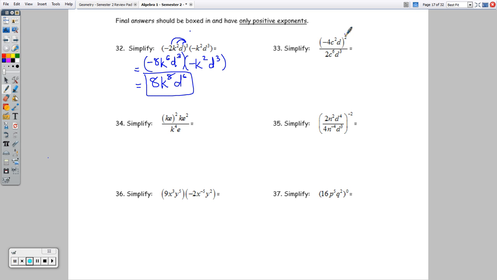This one, we'd have this square. Think about really kind of distributing that. Negative 4 squared is 16. c squared squared would be 2 times 2 there, 4. And then this is just d, so that'd be d squared. And then I have 2c to the 6th and d cubed. I can reduce this. This would be 8. This would go away, and I'd have 8 left there.